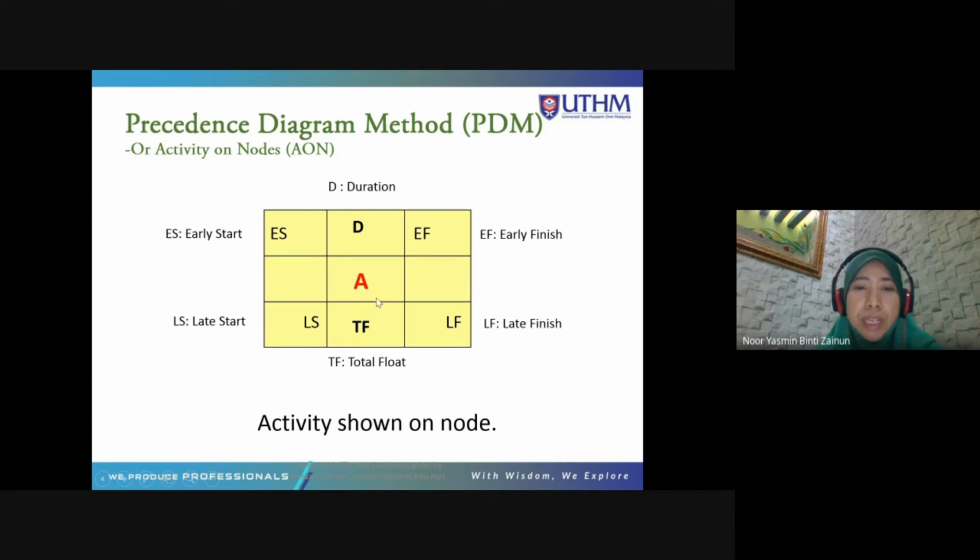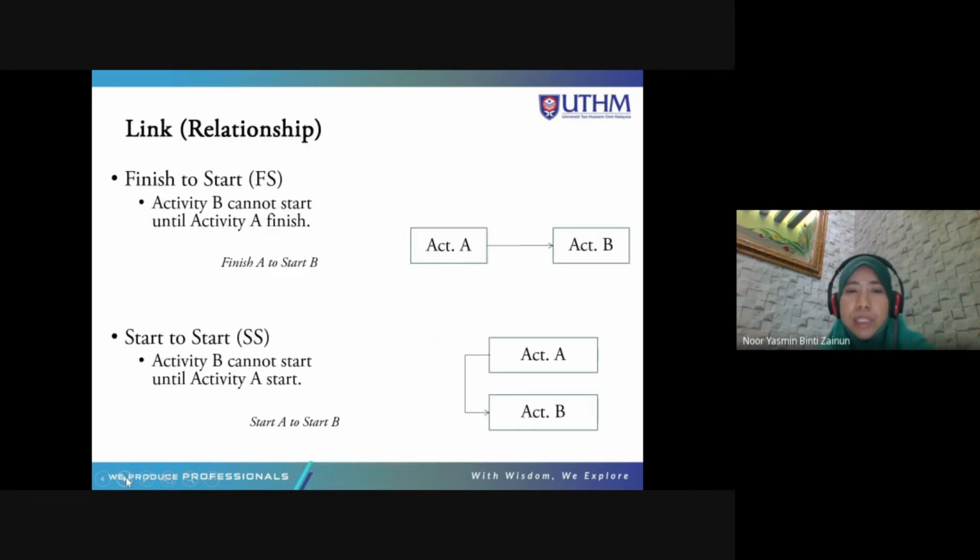Okay, the name of the activity is A, and the duration is here above, and we put the total float below the duration of the activity. Okay, and then this is the early start, this is the late start for activity A, and this is the early finish and late finish for activity A. So we have all information for activity A inside one node. Okay, satu node ni semua ada information dia.